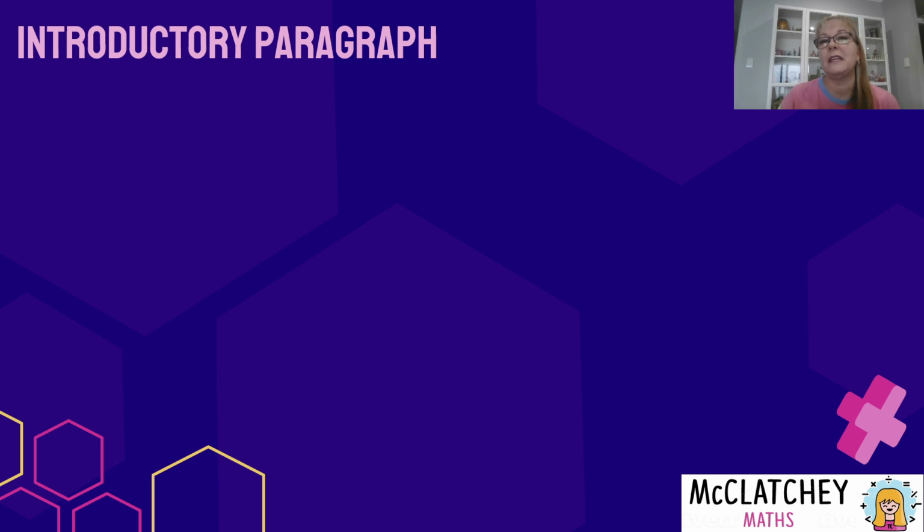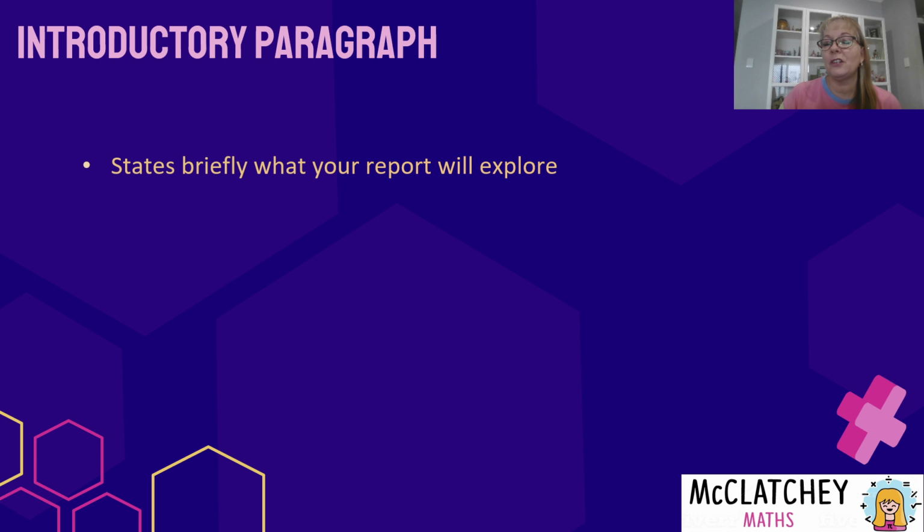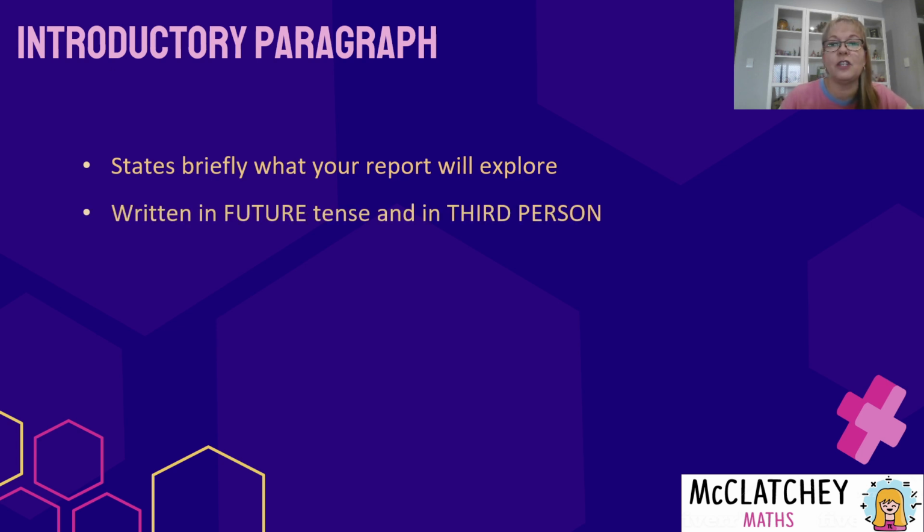We usually start with an introduction paragraph. In our introductory paragraph, it's going to state briefly what your report is going to explore. So a typical paragraph should have about 4 sentences. You'd probably be familiar with PEEL paragraphs from other subjects. You've got a point, you've got an explanation, you've got evidence, and then you've got a link to the next paragraph. That's the kind of thing we're expecting in this introduction.